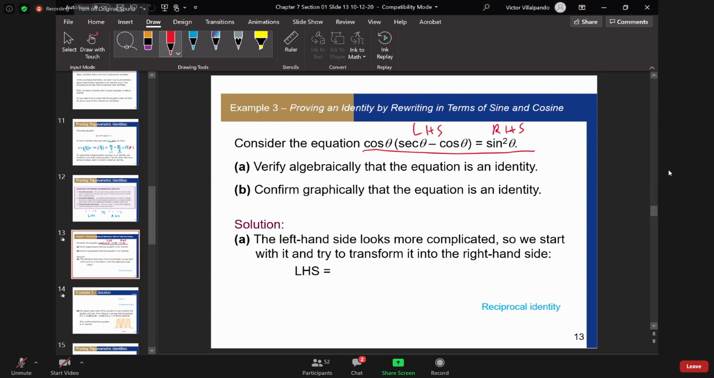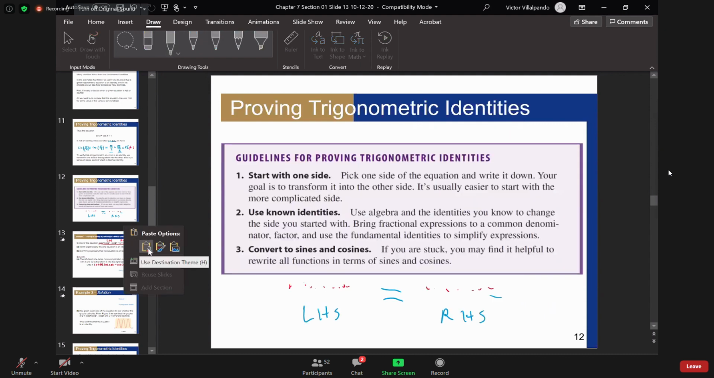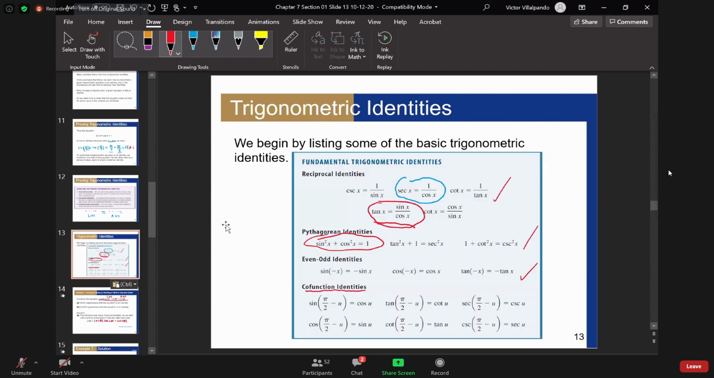So let's go ahead and start with the left hand side. The left hand side was cosine of theta times the quantity secant of theta minus cosine of theta. All right. Now they gave us a little hint. They say reciprocal identity. I believe I copied and am about to paste all this. I can erase this. This is what we were talking about on Monday. Starting fresh. So this should be slide 13 now.